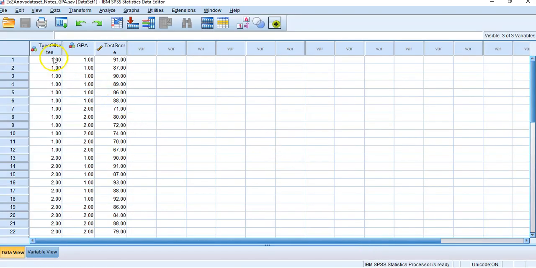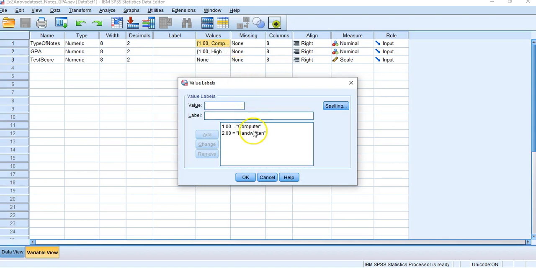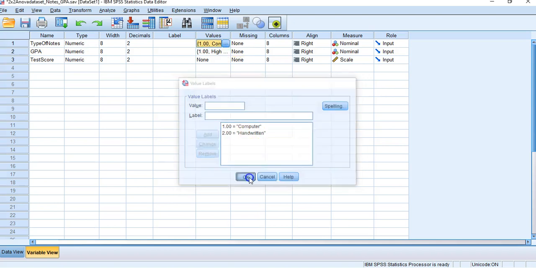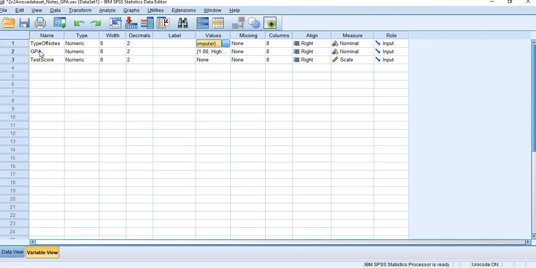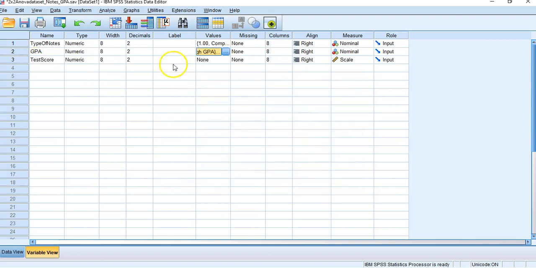And show you, here we have a type of notes, either taking notes on a computer or handwritten notes. So that's our first variable, type of notes. We have students broken up into type of GPA, either students with a high GPA or a low GPA. And then their dependent variable is our test score. So we've got two variables, each with two levels, a 2x2 design, type of notes, GPA, on test score.